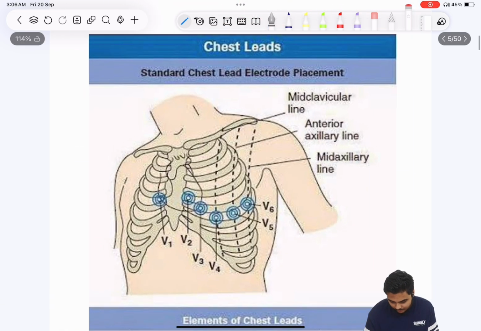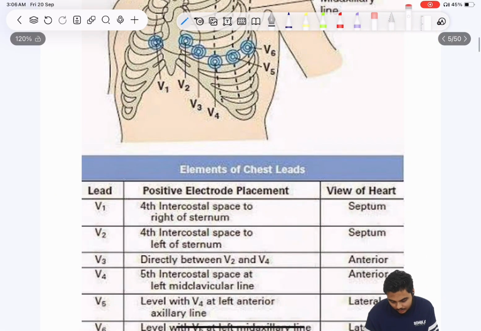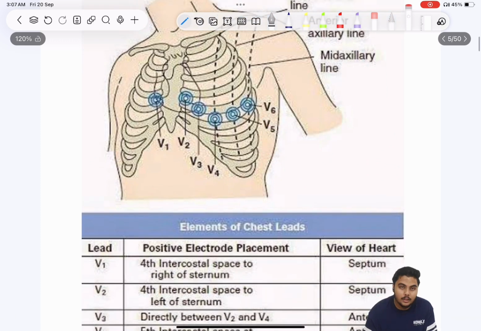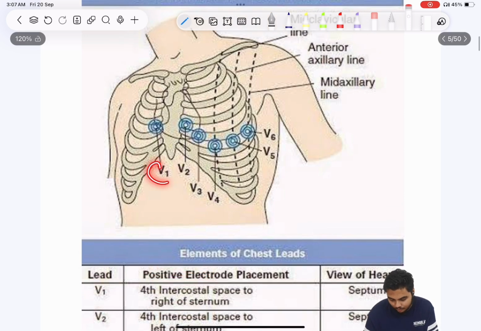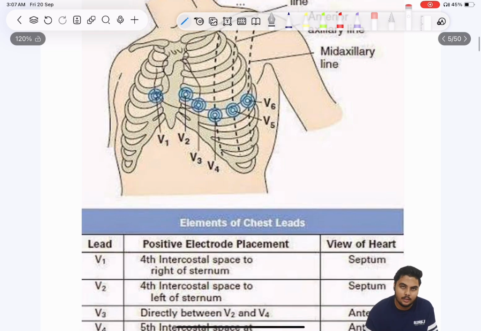If you see this diagram here, you can see there are six chest leads, right? V1 to V6. Now, talking about the placement of these leads over the chest, V1 is the only lead which is placed on the right side of the sternum, right? If you see here, V1 is placed on the right of the sternum, and it is the only lead which is placed on the right of the sternum.